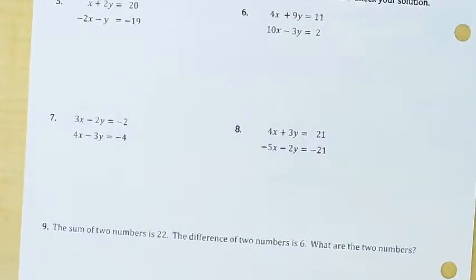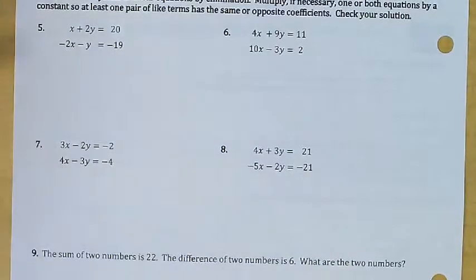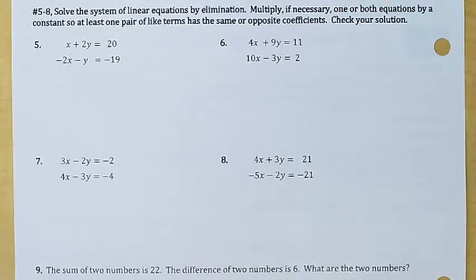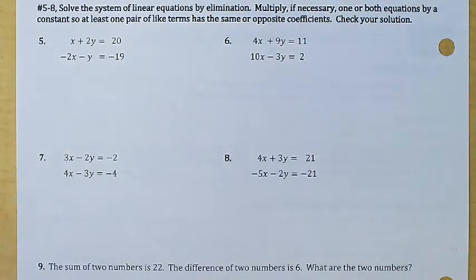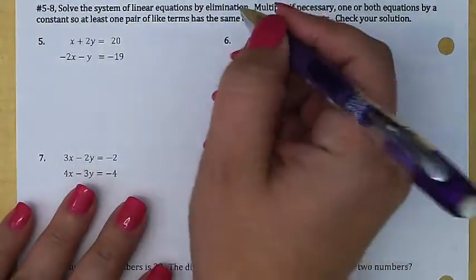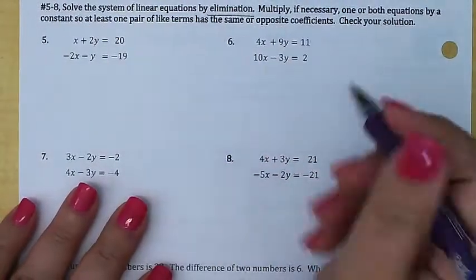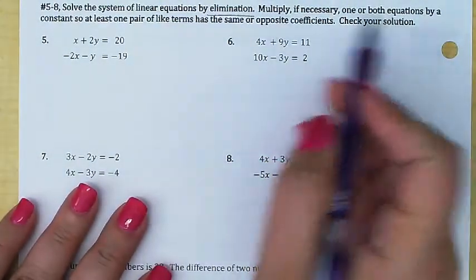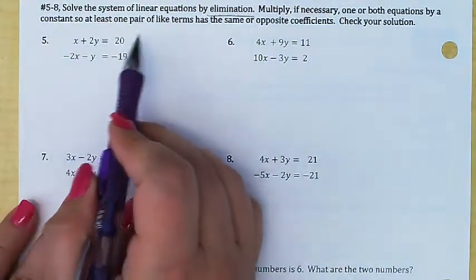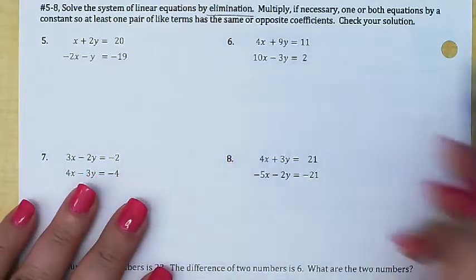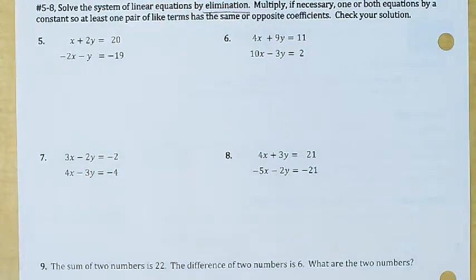Okay, we're going to step it up a little bit to more realistic. So those were fairly nice, even if we had to change the sign. That's all we had to do. These are going to be a little bit more realistic in nature. And so we want to solve the system by elimination. Multiply, if necessary, one or both of the equations so that at least one pair of terms has opposite coefficients, right? So if you look at number 5, we want something to eliminate.